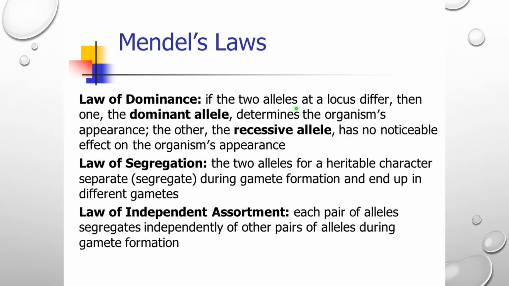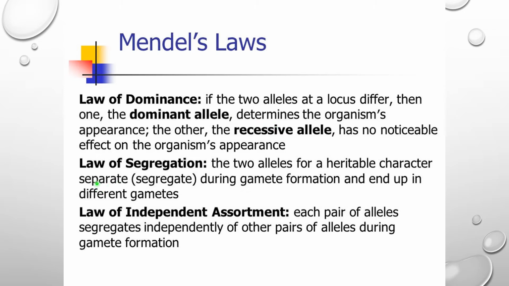There are 2 alleles present on the chromosome, at the position called the locus. One is the dominant allele, the other is the recessive allele. The dominant allele will appear in the organism while the recessive one will be hidden. The expression of the dominant allele is what is called the law of dominance.